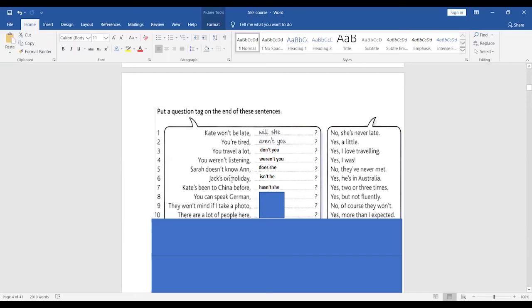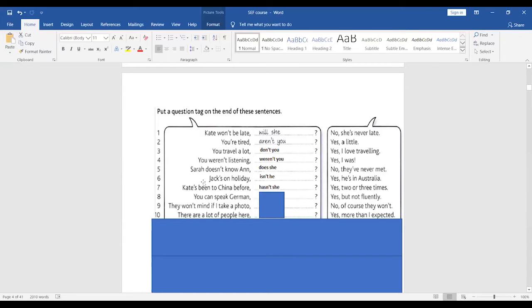The second one, you're tired, aren't you? So that is the question tag, aren't you? And the response to that is yes, a little. Third question, you travel a lot, don't you? And the response to that is yes, I love traveling. Fourth question, you weren't listening, were you? Yes, I was. Fifth question, Sarah doesn't know Anne, does she? And the answer to that is no, they never met. They have never met.